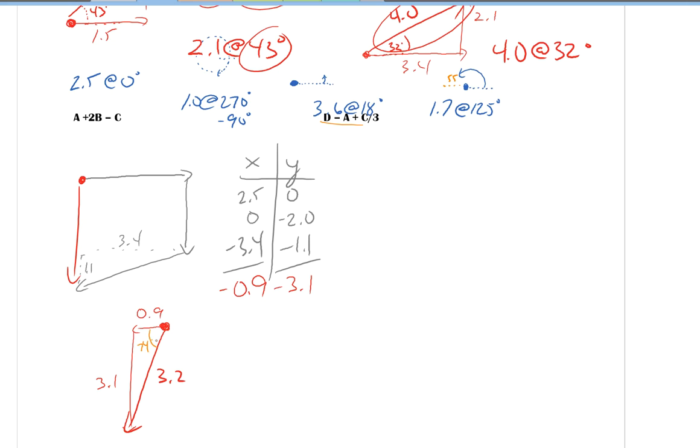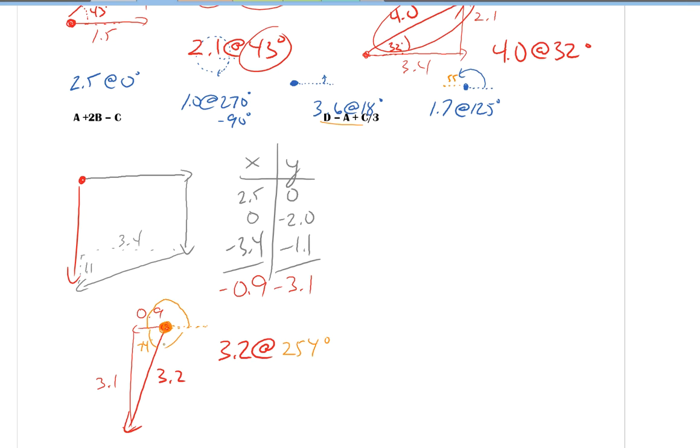So for my answer, it's 3.2 long at, I got that 74. I don't actually want to use the 74, because remember, you want your answers from the positive x-axis, which would be right there to the right. So I'm going to wrap it around. It'd be 180 from there to there. 180 plus the 74 would be 254 degrees altogether.